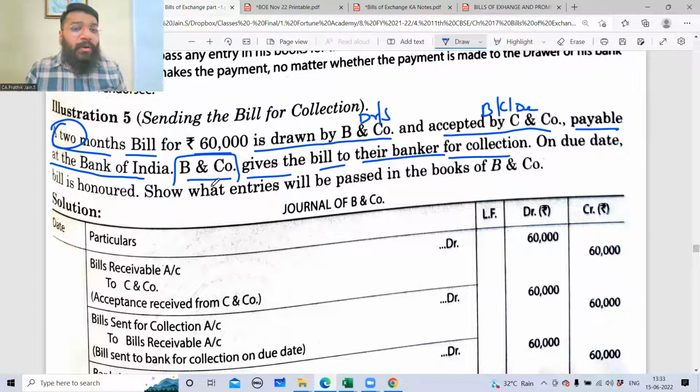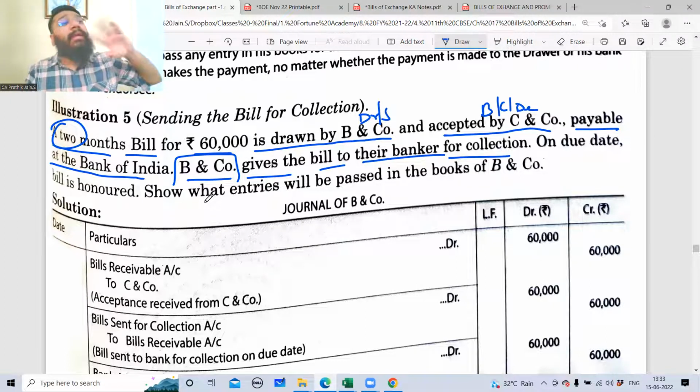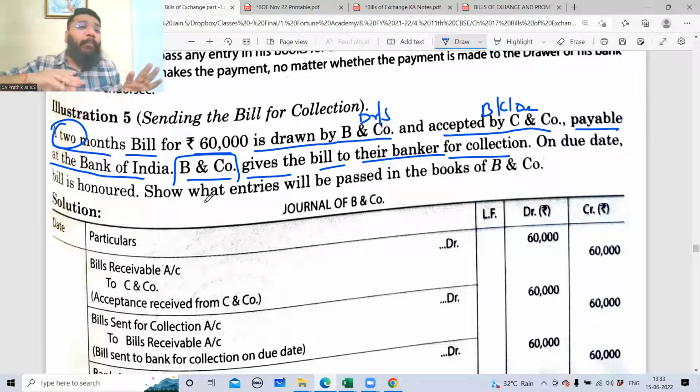Right? So B and Co feels that on the date of maturity, he will not have time to go and collect the money, or he may forget to go and collect the money. For that purpose, he is appointing the bank as an agent, as a representative, to do the collection work. That's it. For this work, the banker will charge money, which is called bank charges.